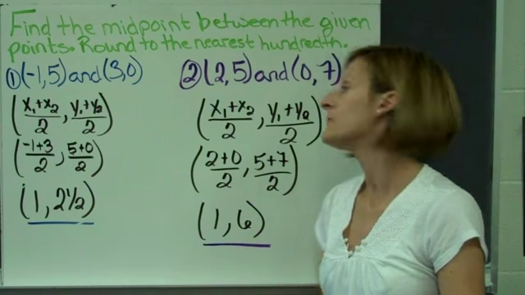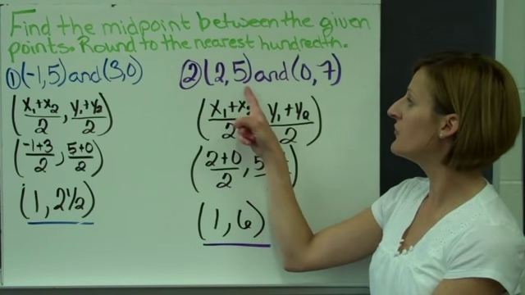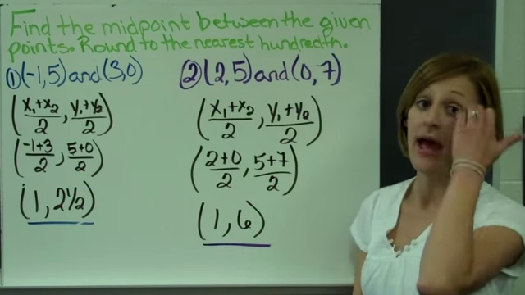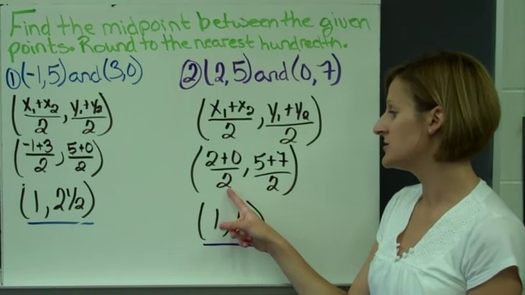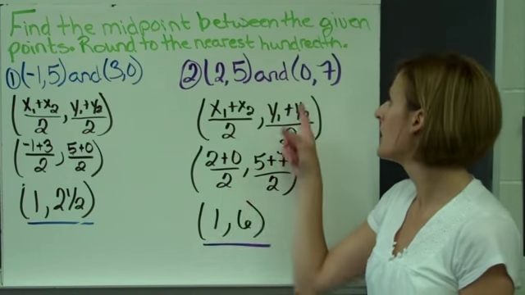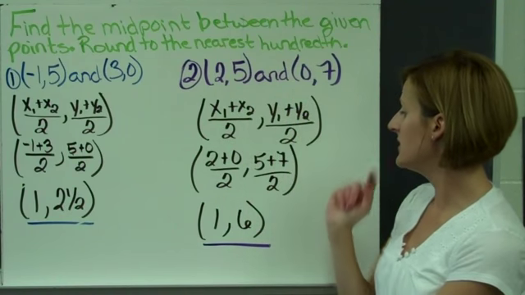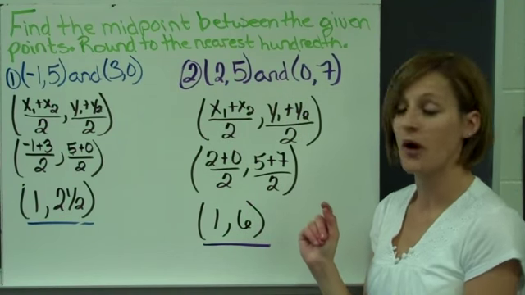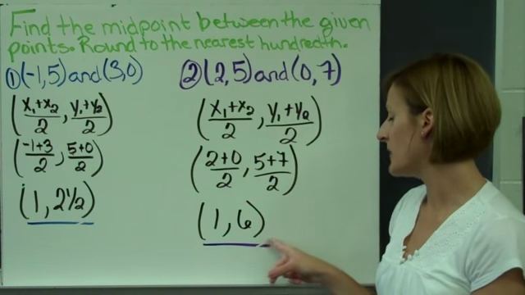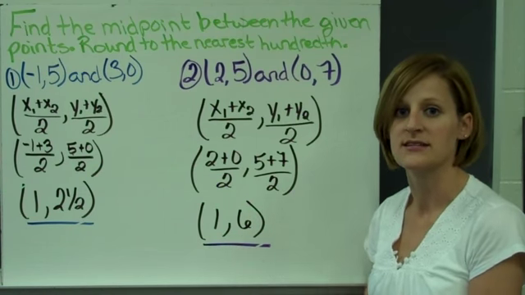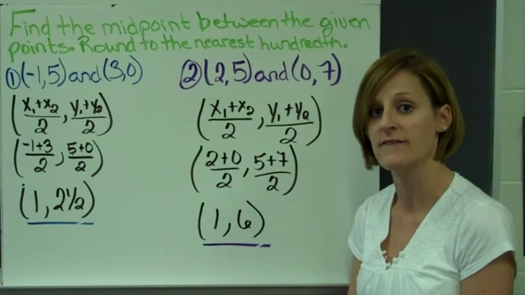That's it. Okay, now we have 2, 5, and 0, 7. Add my x's, 2 and 0, that's 2. Divide by 2, and that's 1. Add my y's, 5 and 7. 5 plus 7 is 12. Divide by 2, and you get 6. And here is my coordinate point, 1, 6. That is going to be my midpoint of that line segment.